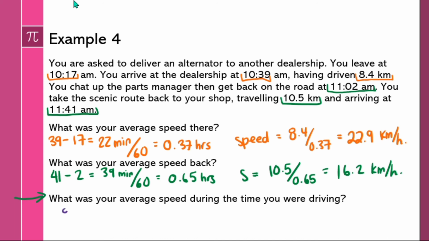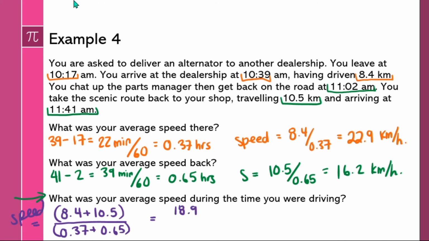We're just going to take the 8.4, the total distance, plus 10.5. So that's our distance, and our total time that we were driving, 0.37 plus 0.65. And this will find us a speed. That will give me 18.9 divided by 1.02 hours. Average speed of 18.5 kilometers per hour.